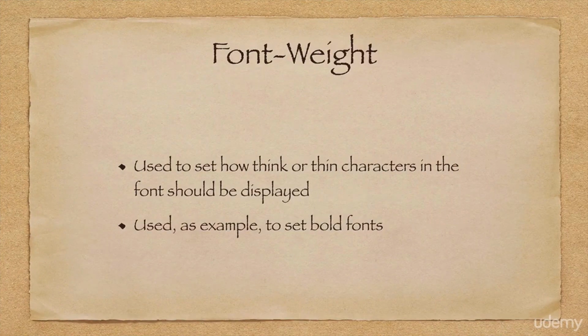Font weight is used to set how thick or thin characters in the font should be displayed, and it's used as an example to set bold fonts. The whole concept of font weight is to set, as it says there, the thickness. So if you want a bold font, then you can set the font weight to be strong or bold, or certain elements. It allows you just to have thicker text in particular parts of the sentence that you want to throw out or make very visual.